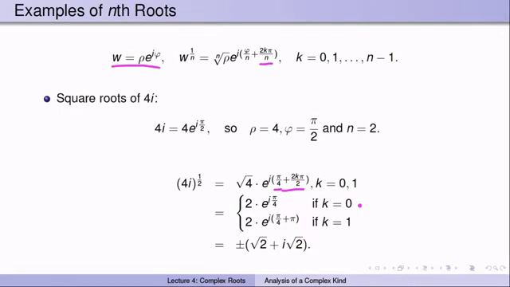So we get 2 separate solutions. For k equal to 0, this whole second term, 2k pi over 2, is just not there, and so we find the square root of 4, which is 2, times e to the i pi over 4. That's one of my 2 square roots. And when k is equal to 1, 2k pi over 2 becomes 2 pi over 2, which is pi. So I get 2 times e to the i, pi over 4 plus pi.